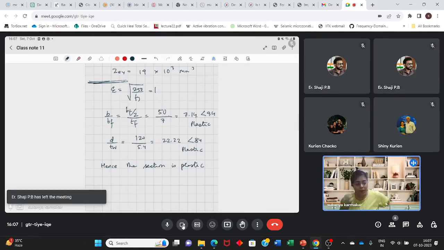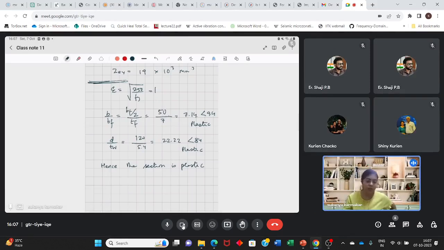Plastic sections can develop the plastic moment and show a certain level of ductility. Compact sections can reach the plastic moment capacity, but will not show that amount of ductility. In other words, significant rotation about that plastic hinge will not be possible. But a semi-compact section cannot reach this plastic moment capacity. It will reach only the yield moment and then it will undergo local buckling.